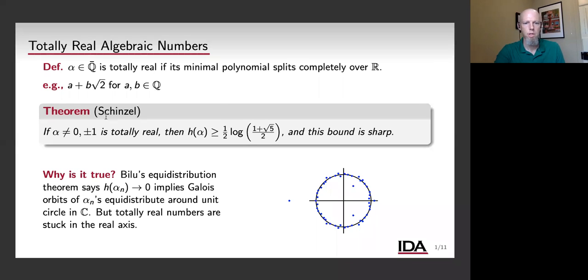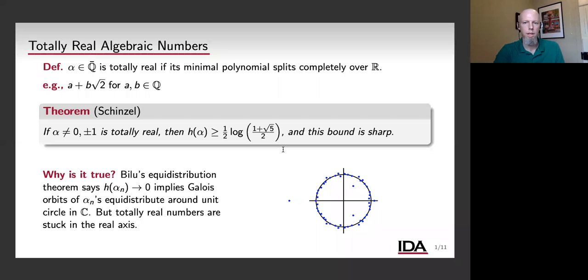So there's this delightful result of Schinzel that says if you throw away some obvious cases where this is false, then the height of a totally real algebraic number is bounded below by this quantity. And there are two things of interest here. The first one is that this is positive. So totally real algebraic numbers can't have their heights be too close to 0. Okay, so this is interesting. And the second thing that's interesting is that this bound is sharp, which is to say that there is an algebraic number that realizes this, and in fact, it's the golden ratio. Schinzel proved this by looking at the explicit geometry of roots of totally real polynomials, and you obtain something like this.